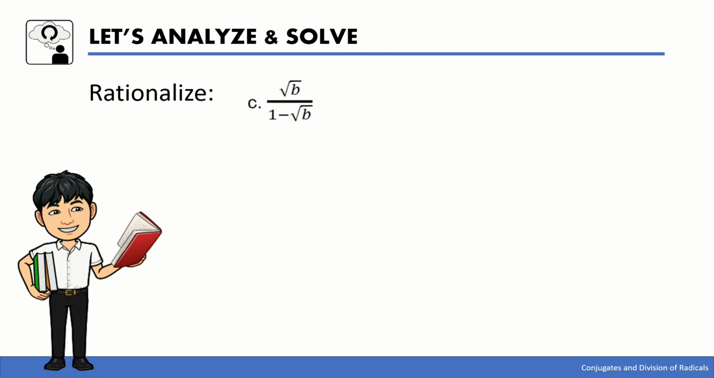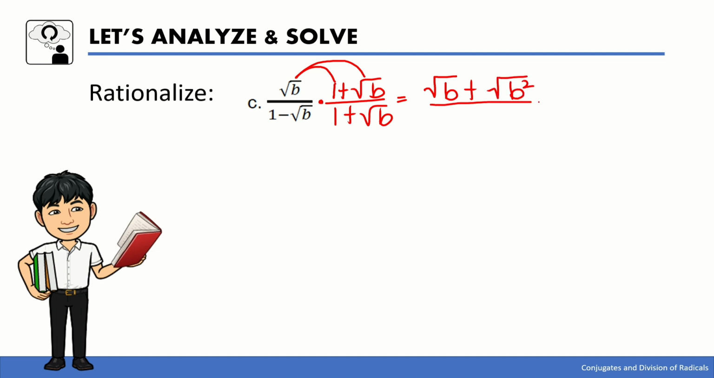And for our last example, let's say we're going to rationalize square root of b all over 1 minus square root of b. Again, we need to free our denominator from radicals. So we multiply again this by its conjugate. So the conjugate of 1 minus square root of b is 1 plus square root of b. Then we multiply. We have now square root of b times 1. That is square root of b plus square root of b times square root of b, that is square root of b squared all over.